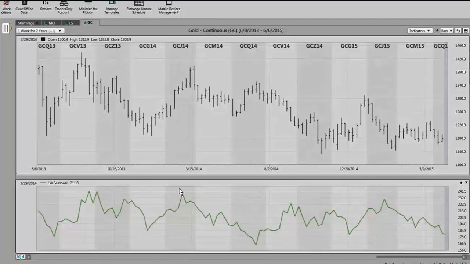We can see these in advance and be prepared for significant rallies or declines in gold, in stocks, in stock index futures. They work in virtually all markets. I'm going to show you that next by looking at gold on a daily basis.